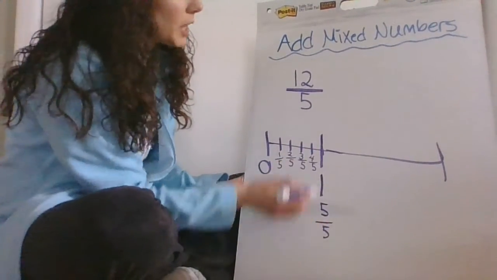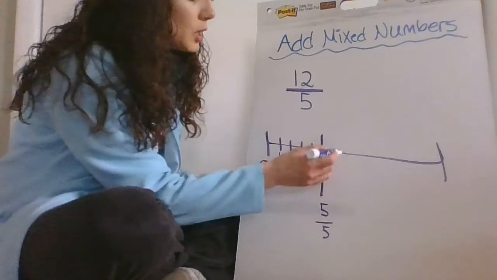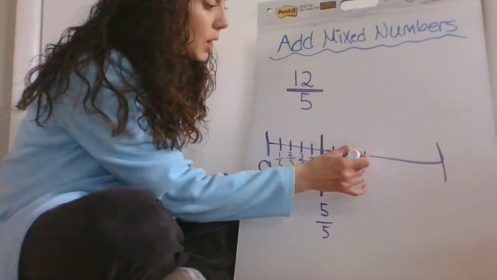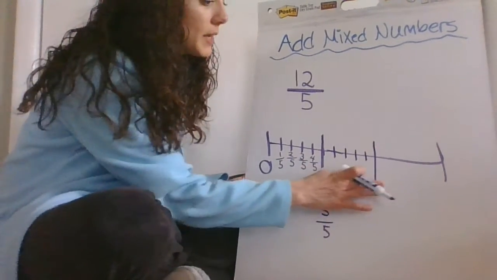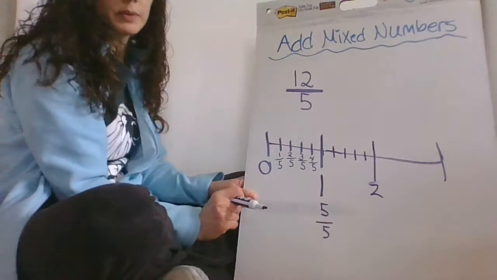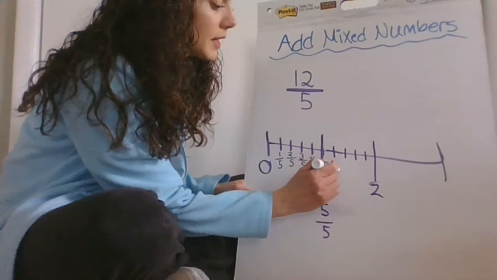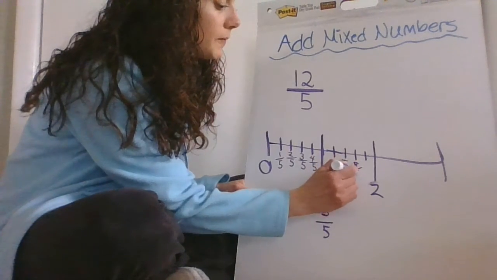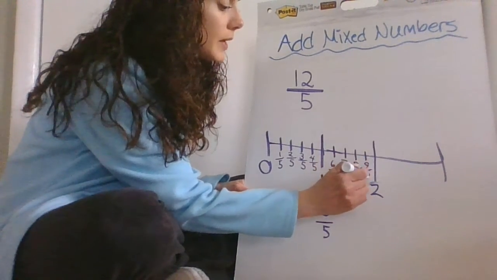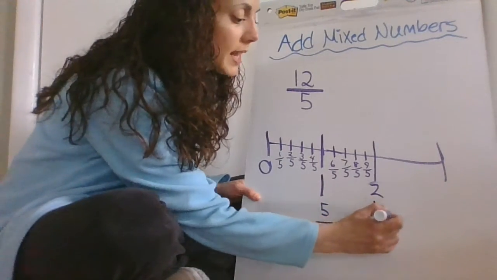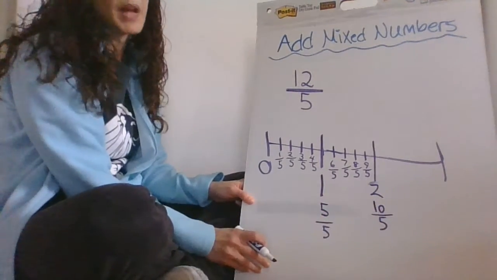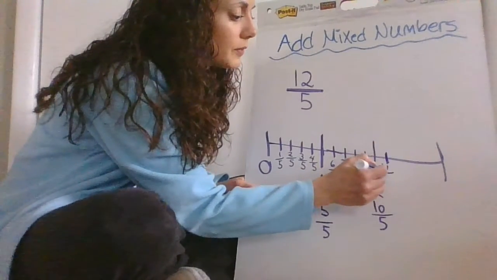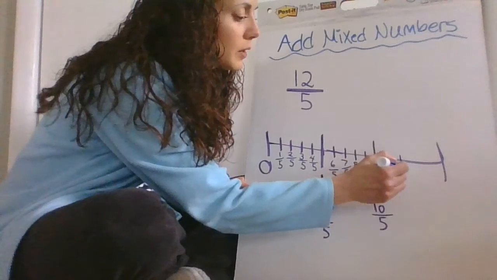Then I'm not quite at 12/5 yet, so I have to keep going. So now I'm past the 1, 1, 2, 3, 4, 5, right? Here's my next whole number of 2. So now I have 6/5, 7/5, 8/5, 9/5. 2 is 10/5. Not quite there yet, so I have to keep going. 11/5, 12/5.